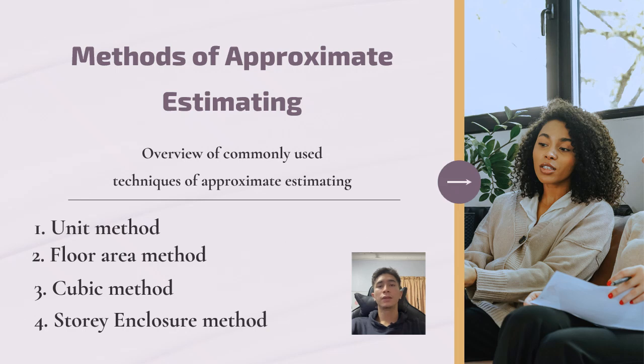In construction, several approximate estimating techniques are used at the early stage of a project to quickly predict cost. The four commonly used techniques are: first, the unit method, which uses cost per functional unit; second, the floor area method; third, the cubic method; and fourth, the story enclosure method, which considers the relationship between the floor area and the building enclosure. Now let me explain each method in detail with example.